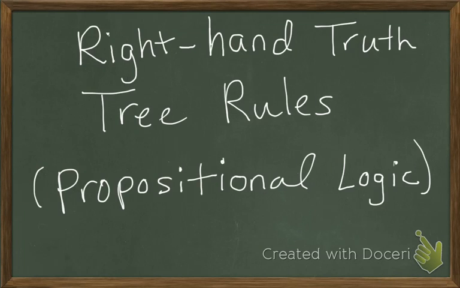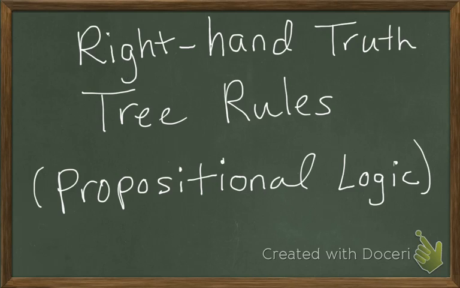In this video, I will explain the right-hand truth tree rules for two-sided truth trees in propositional logic. The left-hand rules are explained in another video. The right-hand rules are the rules for the formulas that appear on the right-hand side of the tree, the false side. So just like there were for the left-hand rules, there are 5 right-hand rules, one for each logical operator in our system: and, or, not, arrow, and double arrow.